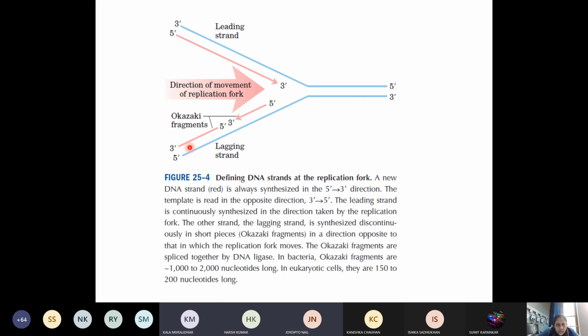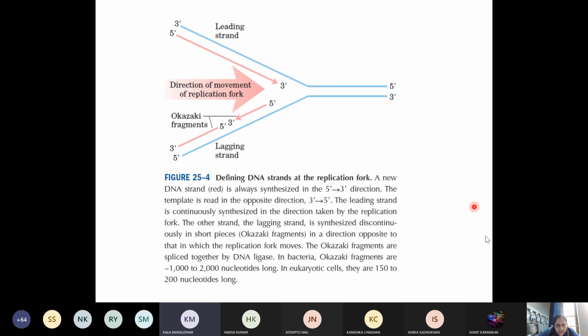Ma'am, that is the doubt: why is it discontinuous, why can't it be continuous, even if it is opposite in direction? That is what I am telling. That is a phenomenon, and that is why there is special machinery for DNA replication as well. That is what is happening here.